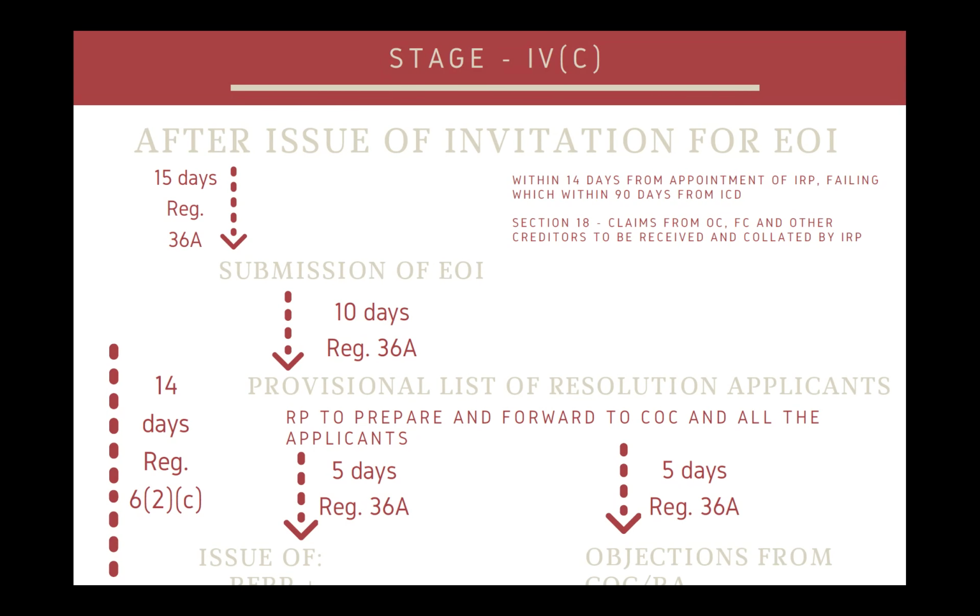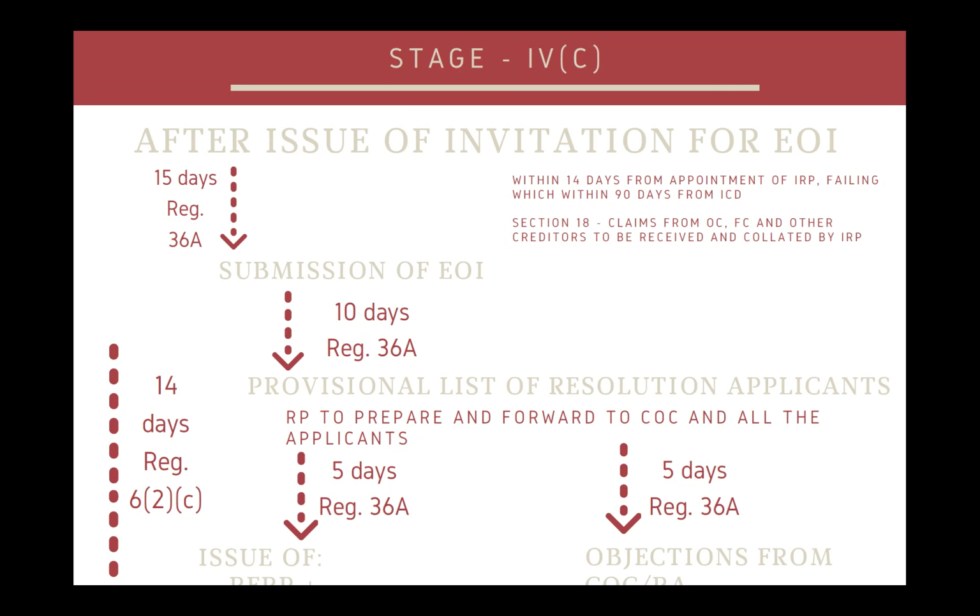So within 10 days from the submission of the expression of interest, the resolution professional will prepare a provisional list of resolution applicants. And what is this provisional list? Whosoever are the applicants meeting the eligibility criteria will come under the resolution applicants here. Okay. So this provisional list, which has to be prepared within 10 days from the date of submission of the EOI, the RP will forward to the COC and also to all the applicants. What it is effectively doing here is giving an opportunity for the COC to object and also for the applicants to object.